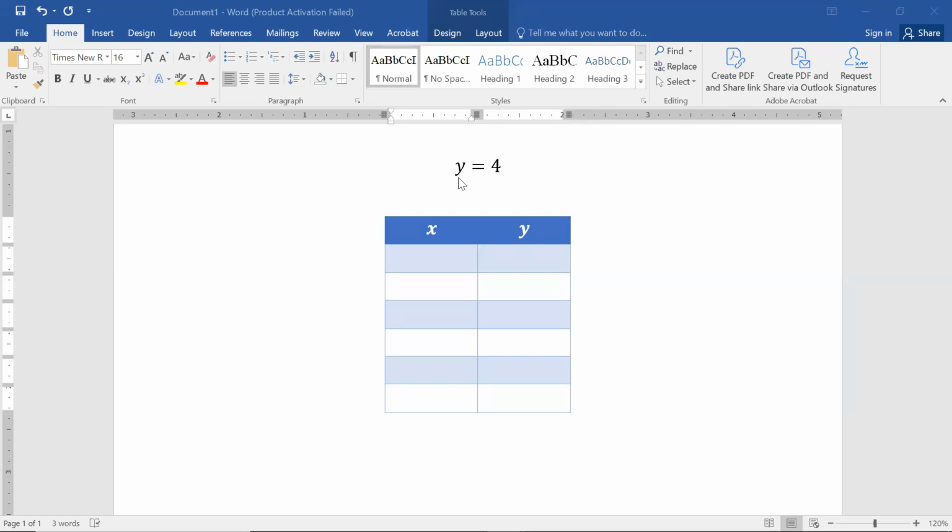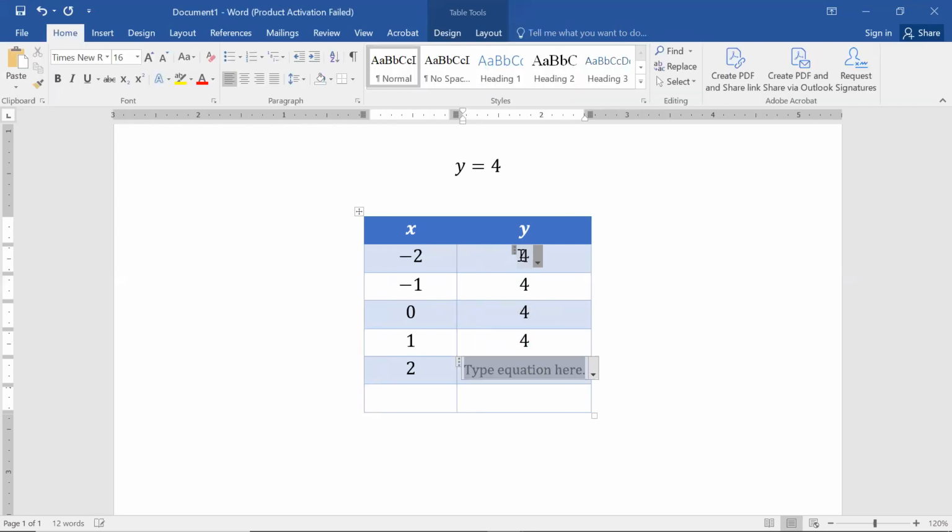In this case, since I have y equal 4, I am going to put in different values for x. You don't have to put in the exact same values for x that I'm putting in, but any value for x will give you a y value of 4. So y is always 4, no matter what value of x I input.